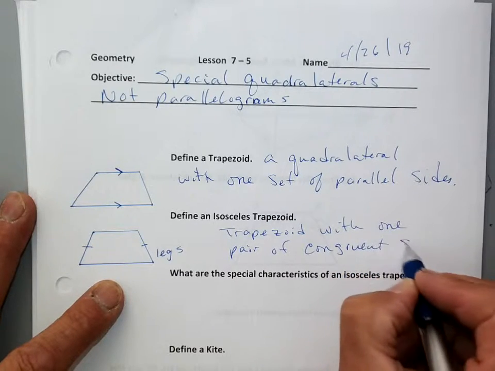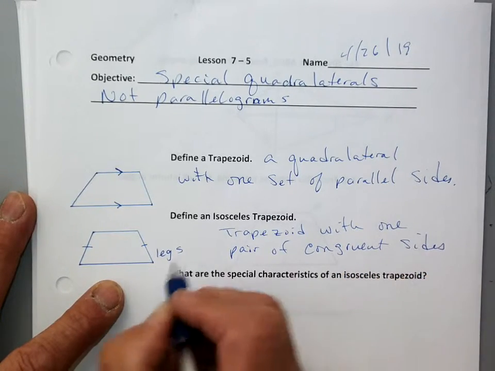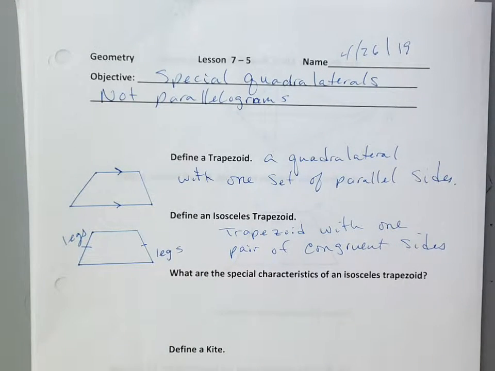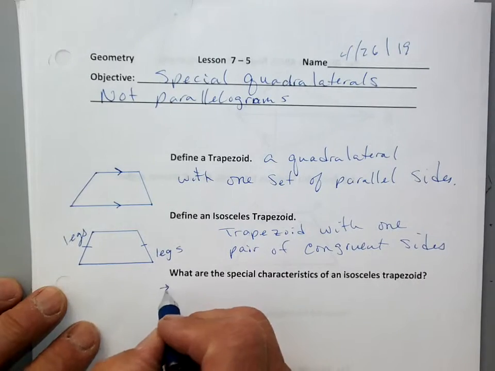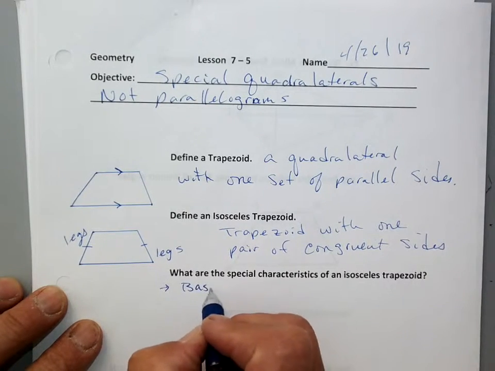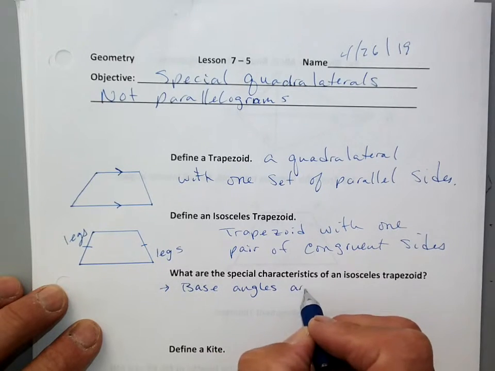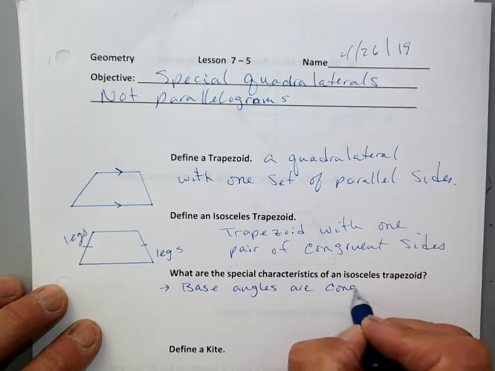Congruent sides, and we call those legs. I don't know why we call them legs, but let's call them legs, okay? So what are the special characteristics? Well, first of all, the biggest thing, and we've read this, is that base angles are congruent, equal or congruent, okay?